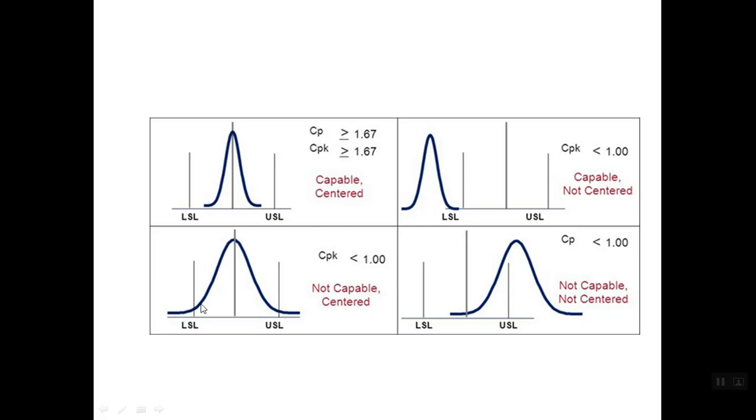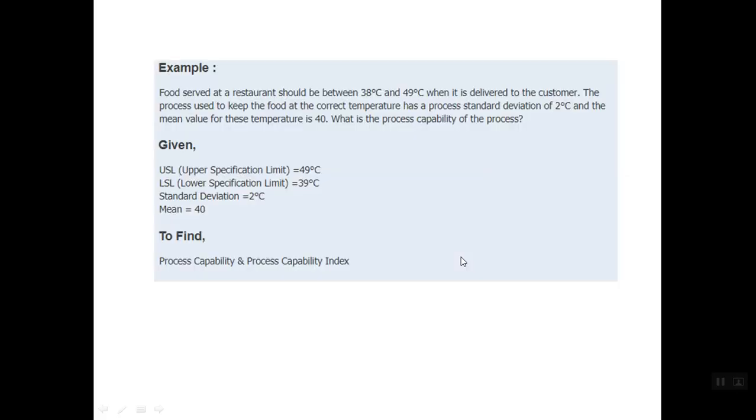Because of the very big curve, some of it is out of spec. It's centered, but the capability is very low. And here also most of it is not capable, because the center is also no good, it is also out of the target. So this is the meaning of CPK.